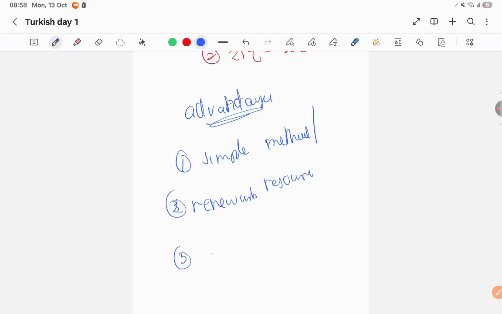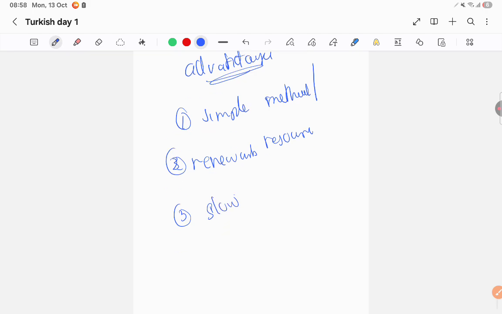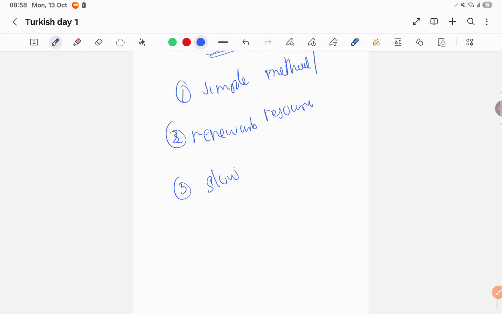But of course, the disadvantage is it's quite slow compared to the other one. And it needs further purification. For example, the ethanol needs to be purified by distillation, etc. So it requires further purification.